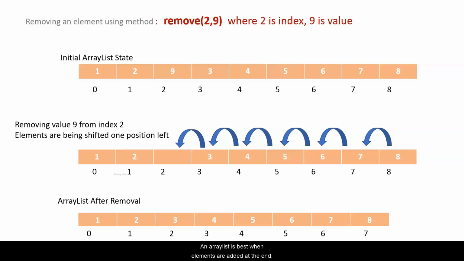An ArrayList is best when elements are added at the end and accessing elements using indexes, such as using the get method. Searching is also slower in ArrayList, such as the contains method, indexOf method, and lastIndexOf methods. If the ArrayList is sorted, then the binary search algorithm can be used to search a particular element faster. We will learn about binary search under the collection algorithms chapter.